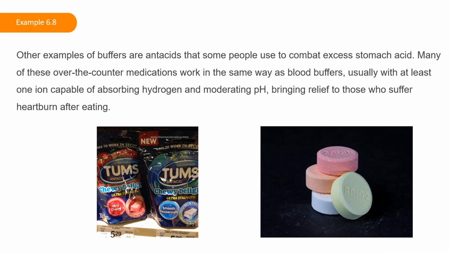Other examples of buffers are antacids that some people use to combat excess stomach acid. Many of these over-the-counter medications work in the same way as blood buffers, usually with at least one ion capable of absorbing hydrogen and moderating pH, bringing relief to those who suffer heartburn after eating.